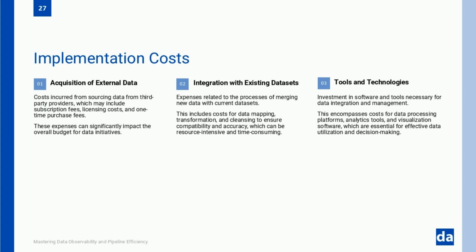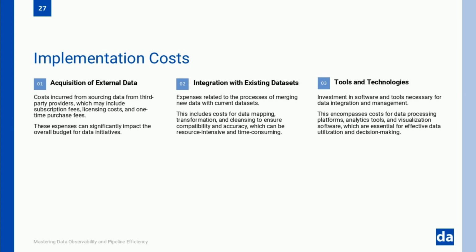Now let's dive into implementation costs, one of the most critical factors when setting up data pipelines. 1. Acquisition of external data. Imagine you're sourcing unique data from third-party providers. These might include subscription fees for ongoing access to datasets, licensing costs tied to specialized datasets or APIs, one-time purchase fees for raw data. These expenses can significantly impact your budget, making it essential to prioritize the data that truly adds value. 2. Integration with existing datasets.